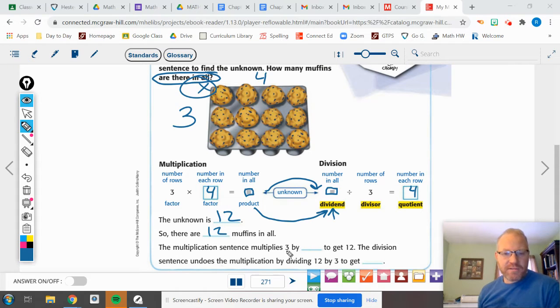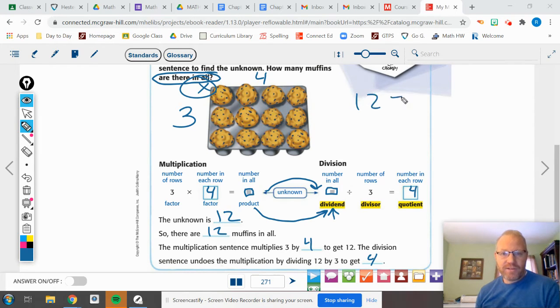The multiplication sentence multiplies 3 by 4 to get 12. The division sentence undoes the multiplication sentence by dividing 12 by 3 to get 4. So in both of them, we have an unknown, and the unknown is 12. So pretty wild to think about it like this, but we can use multiplication and arrays to help us, which we've been doing for our division problems.